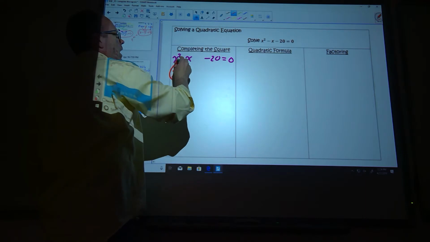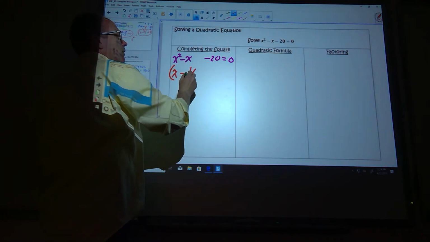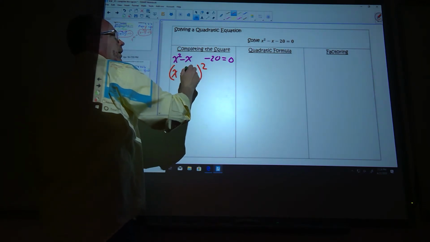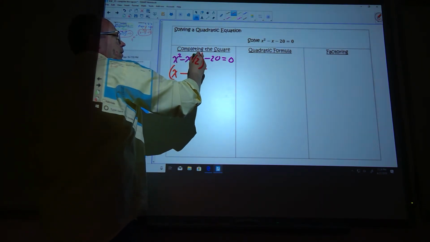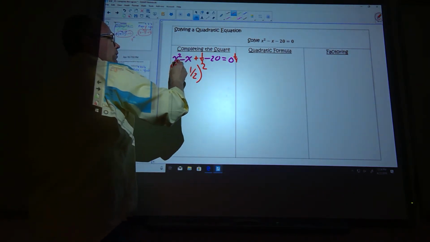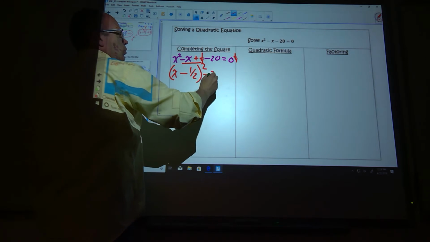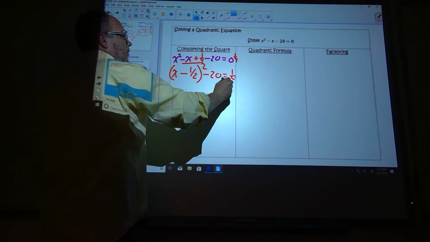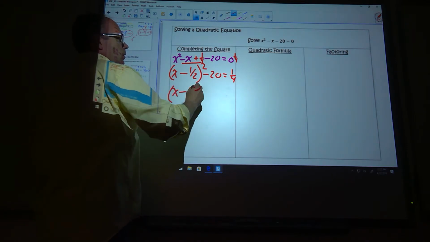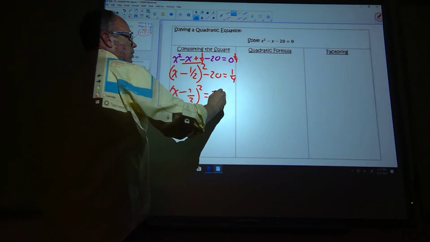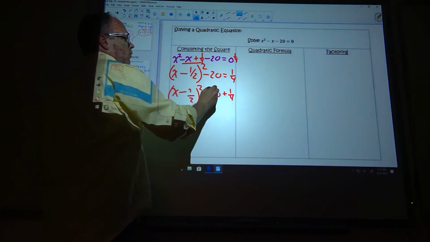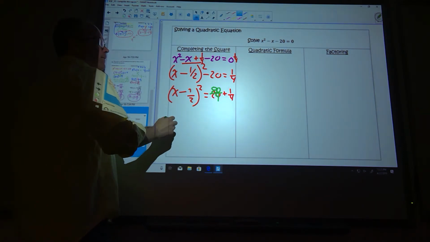So I'm going to go half of 1 is half squared. Half squared is half times half, which is a fourth. Add a fourth, add a fourth. So this is my complete square. I get minus 20 equals 0 plus a fourth is that. I'm going to add 20 to both sides. 20 is the same thing as 80/4. Is that okay?